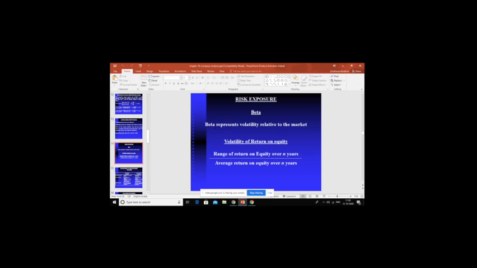For an example, it is 0.85. So a 1 percentage change in the market will lead to only a 0.85 percentage change in the particular company's price. So this is the analysis. Okay, that you will learn again in the third module. The CAPM model is based on this beta measure only.